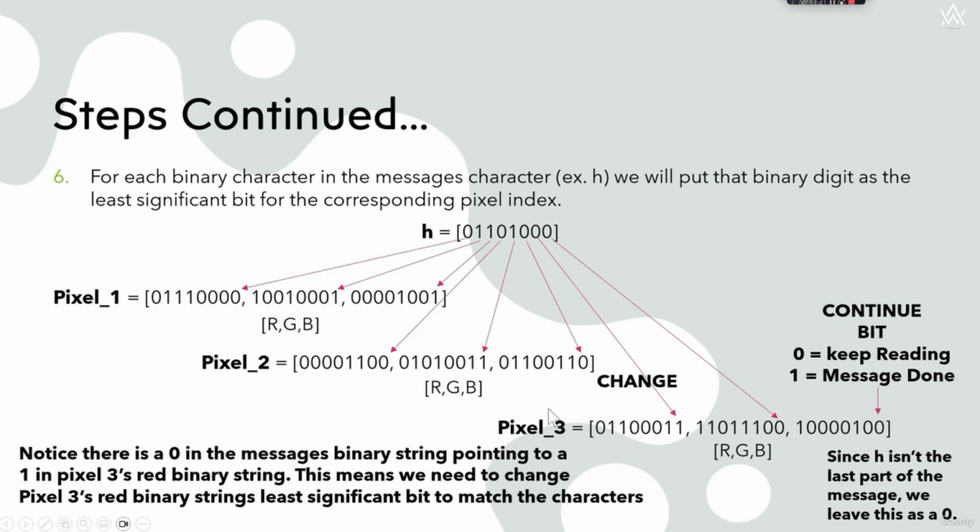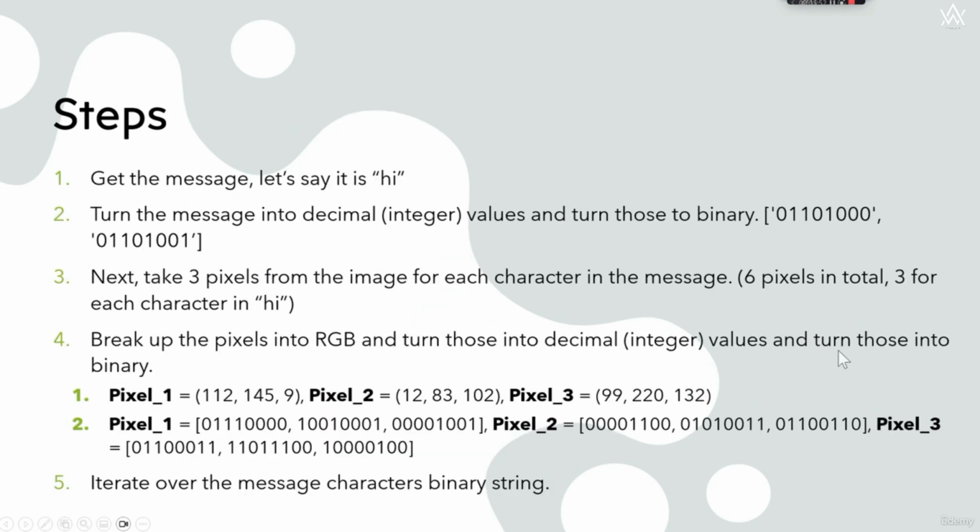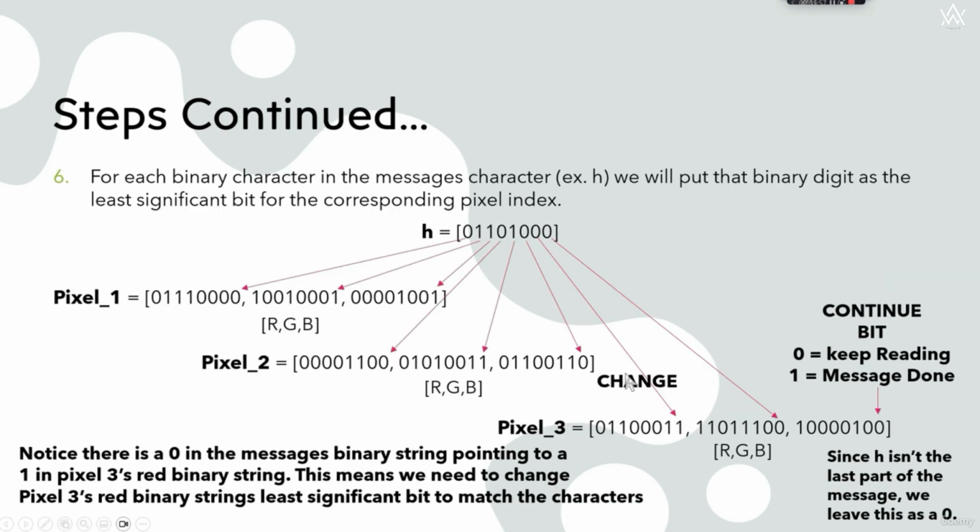Well, when we get to pixel 3, we do see that this 0 is pointing to this 1, and that means we will need to change this 1. So pixel 3, if we go back here, had a 99 as its red value. Well, if we change this 1 to a 0, its red value is going to go to 98, and that will encode for this 0. So we're going to have to change this 1 to a 0, and then we can move on. And pixel 3's green value is a 0, so we don't have to change that one at all.